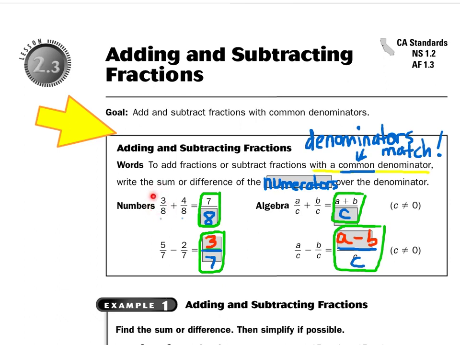Let's say I had 3 over 8 plus 4 over 8. Whenever the denominators match, I just copy the denominator and then I add the numerators. 3 plus 4 would give me 7. So that would be 7 over 8, and I would box my answer.